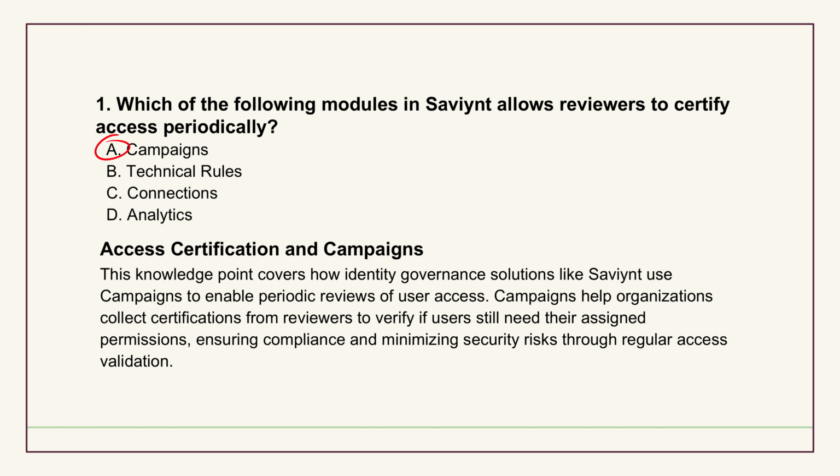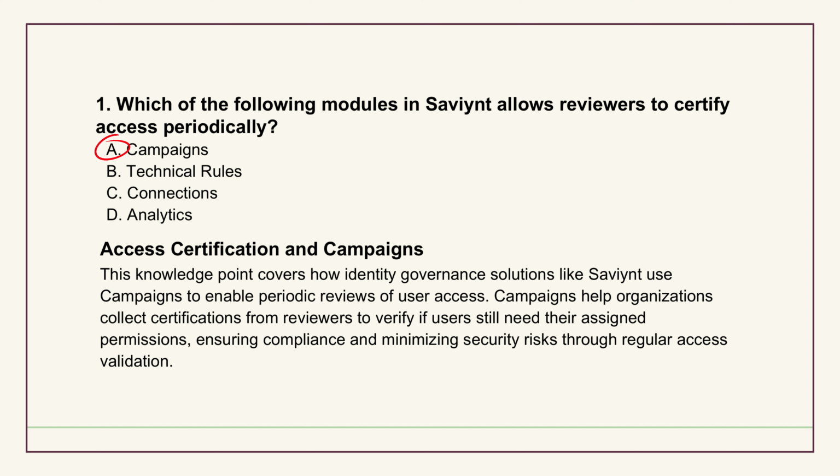What's really remarkable about campaigns is how they tackle that critical problem: access creep. It's just not enough to give access once and then forget about it. Organizations need a structured way, often automated ideally, to periodically review and double check that users only have the permissions they actually need for their job right now.